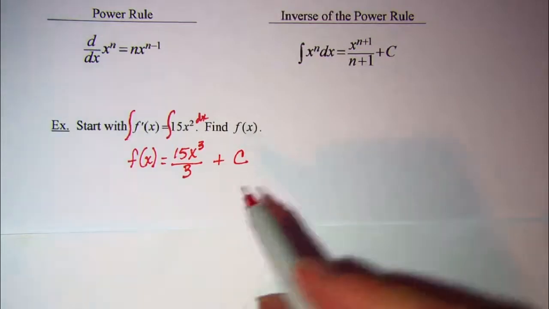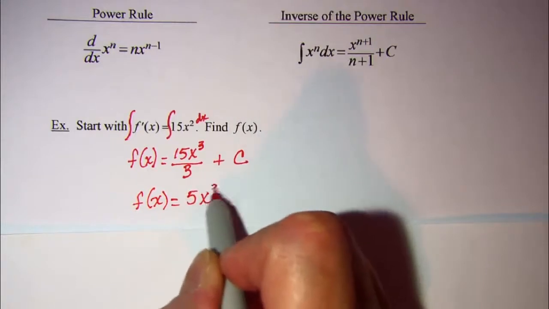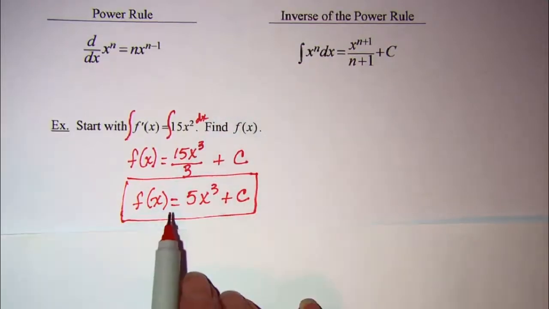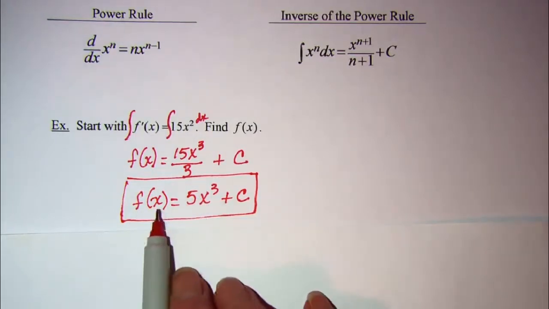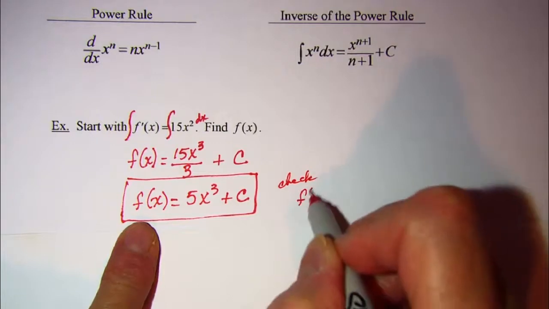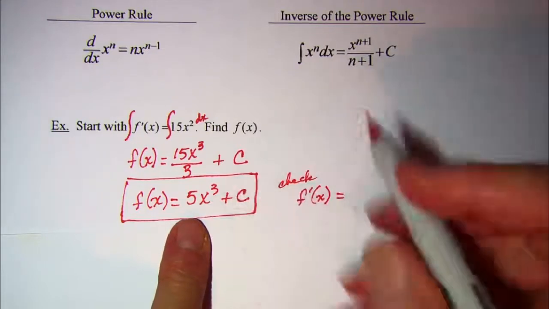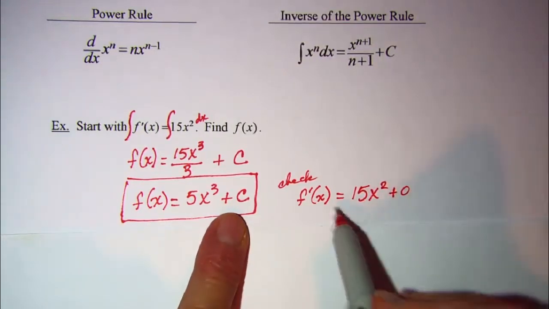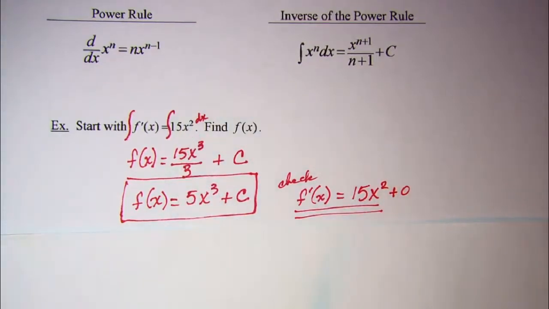Let's simplify this a little bit. So our f of x is equal to 5x cubed plus a constant. Let's box that in. And then usually it's pretty easy to differentiate this answer to check ourselves. In other words, if we differentiate here, we'll have f prime of x equals, and then using our power rule, 15x squared plus 0. So this is our check. We need to end up back where we started when we integrate, and then check.